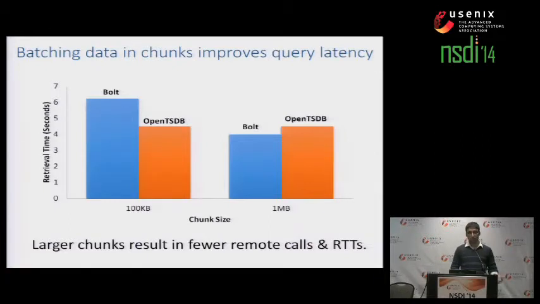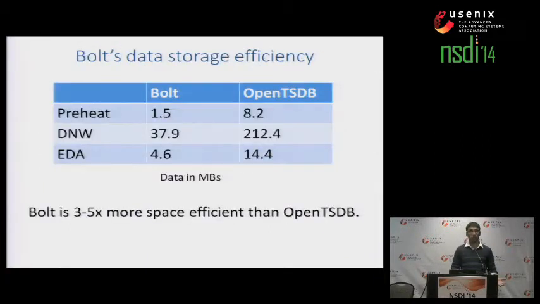We also measured the storage efficiency of Bolt and compared it to OpenTSDB. For three applications, PreHeat, Digital Neighborhood Watch, and Energy Data Analytics, Bolt is 3 to 5 times more space efficient than OpenTSDB. And the reason is twofold. First, all the security-related metadata in Bolt is stored per chunk instead of per data record, so it is efficient. And secondly, OpenTSDB itself is quite inefficient.